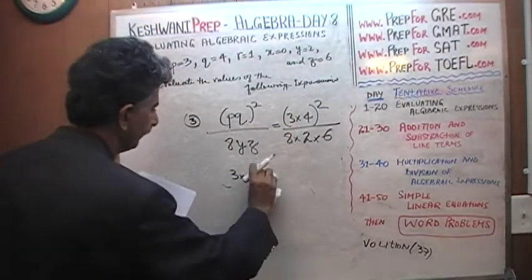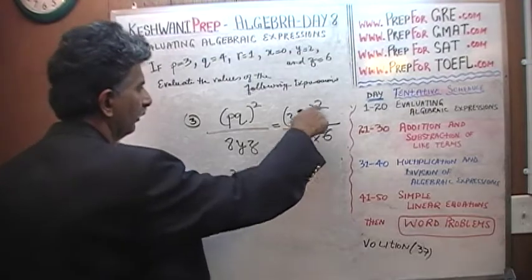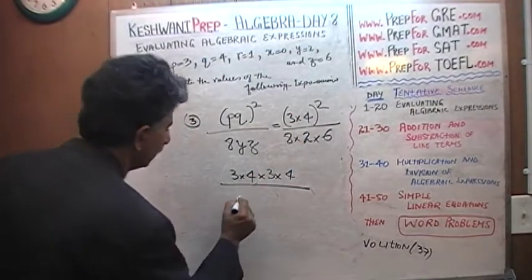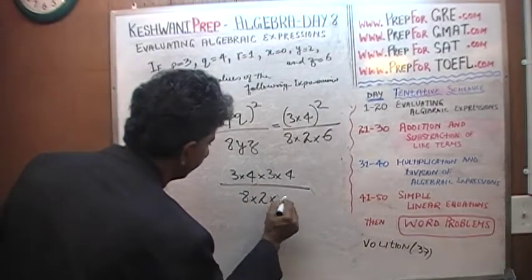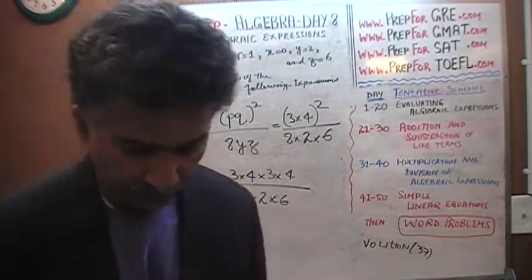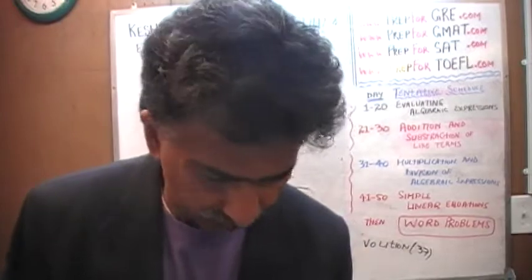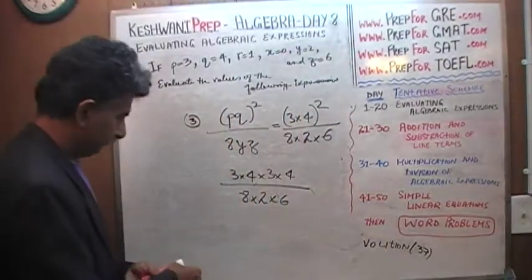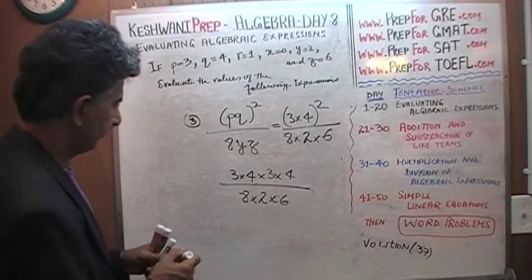So here we have 3 times 4, the whole thing squared, so we get another 3 and another 4, over 8 times 2 times 6. This is probably not as nasty as the last one, because there aren't too many of them. So let's get going. I got 4 colors in my hand. Colors help to see things.